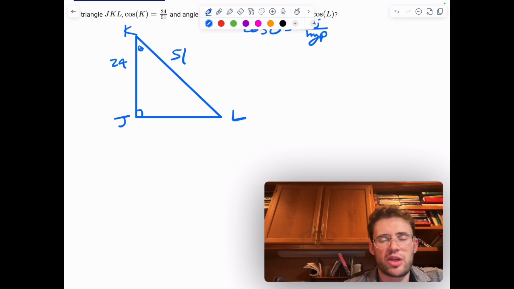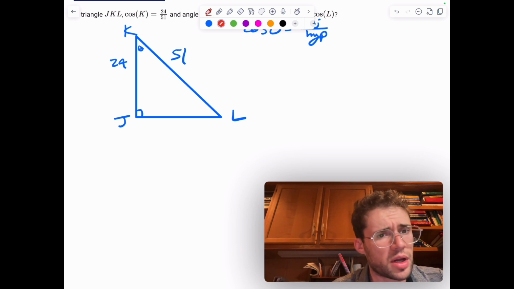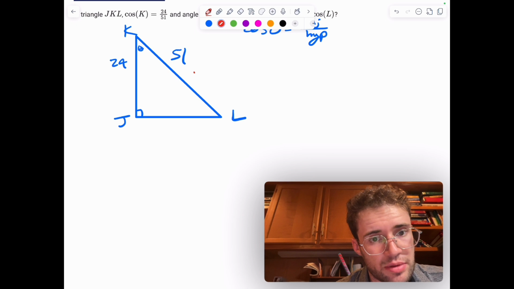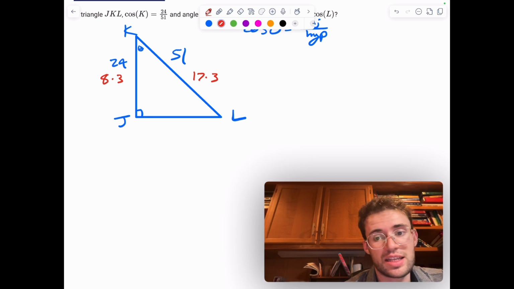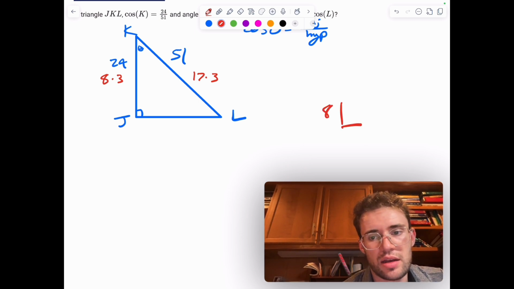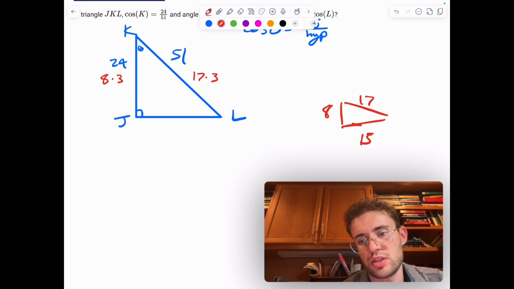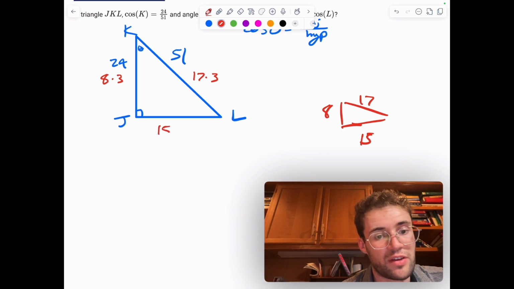Okay, well, this is not a Pythagorean triple. There's no one that is 24 and 50. Oh, actually, they're both multiples of 3. So 51 divided by 3 is 17. We can say this is 17 times 3. 24 is 8 times 3. So this is a Pythagorean triple. 8, 15, 17 is one of them. You could do 8 squared is 64 plus 15 squared is 225. 225 plus 64 makes 289, which is 17 squared. So that would mean that this has to be 15 times 3.